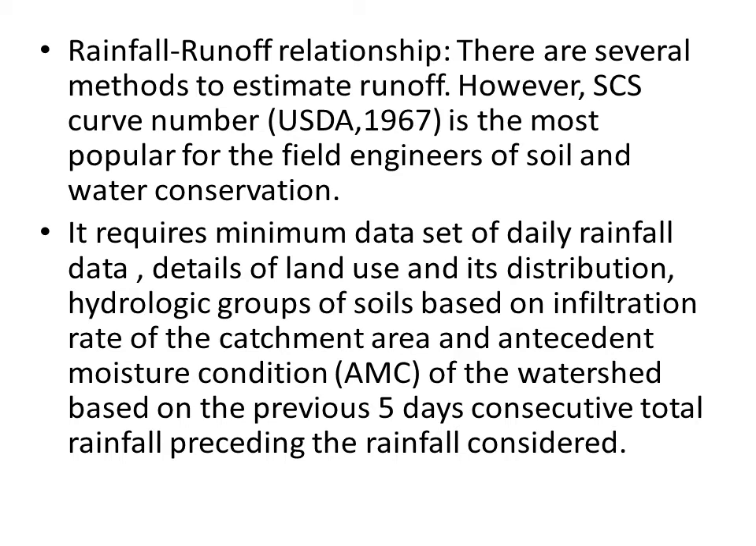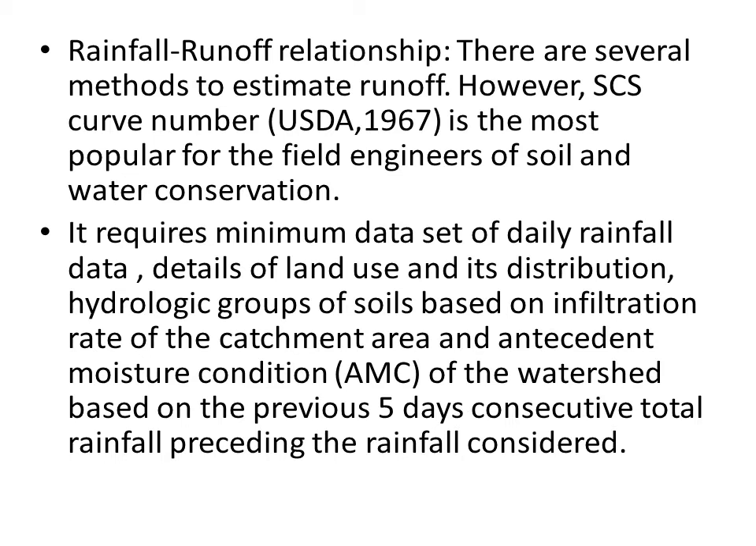Rainfall runoff relationship. There are several methods to estimate runoff. However, SCS curve number is the most popular for the field engineers of soil and water conservation. So there is a method called SCS curve number which is used for estimating the runoff for the farm ponds. It requires a minimum data set of daily rainfall data, details of land use and its distribution, hydrologic groups of soil based on infiltration rate of the catchment area, and antecedent moisture conditions of the watershed based on the previous 5-day consecutive total rainfall preceding the rainfall considered.